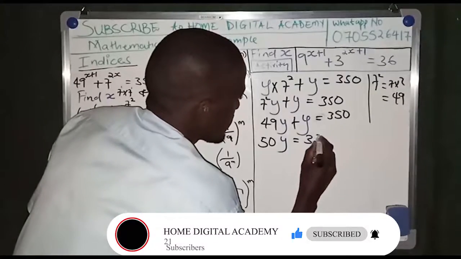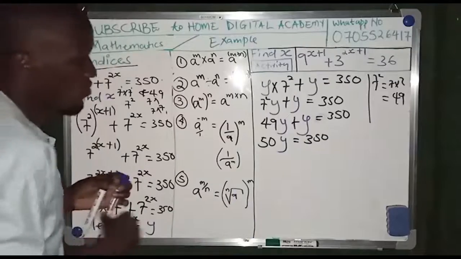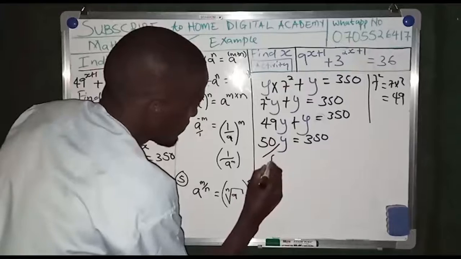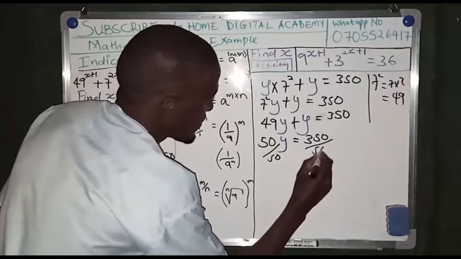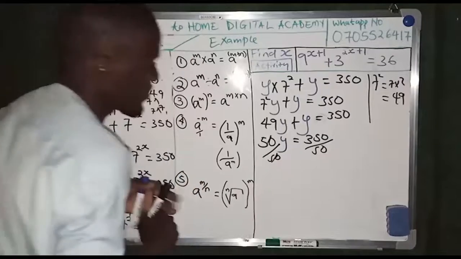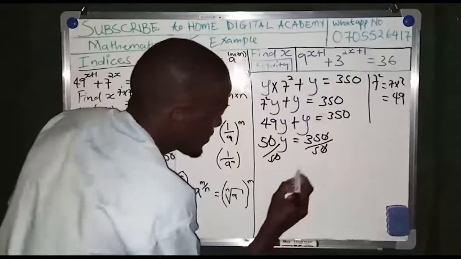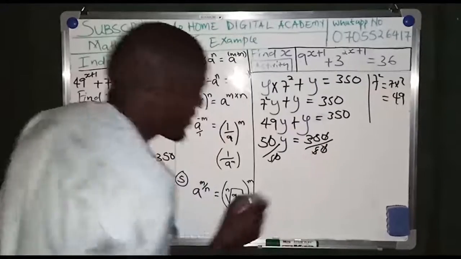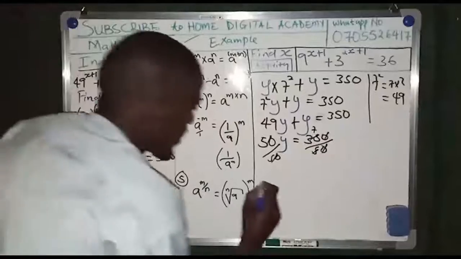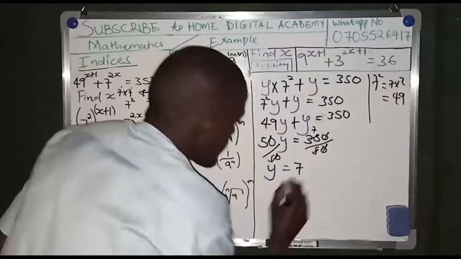So 50y equals 350. We can get rid of this 50 by dividing both sides by 50. So this cancels, and the 0 cancels with this. Now this one cancels with that one and gives me a 7 there. So my y is now equal to 7.